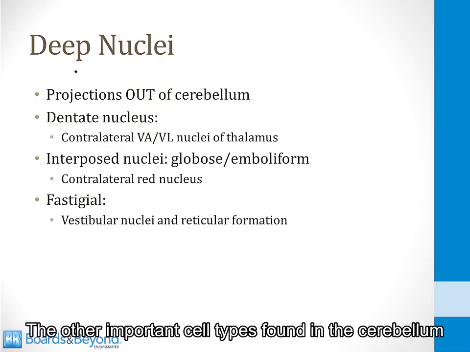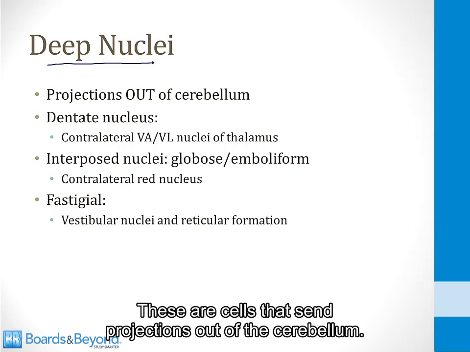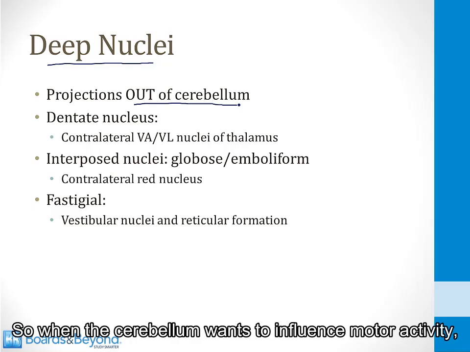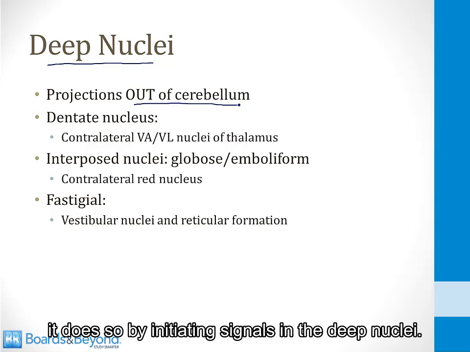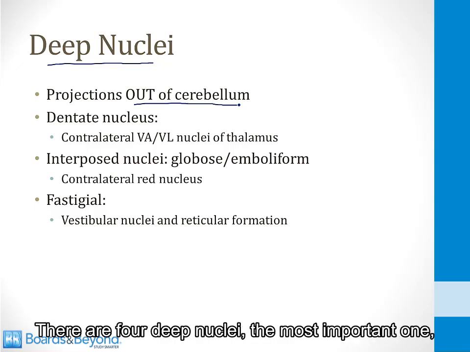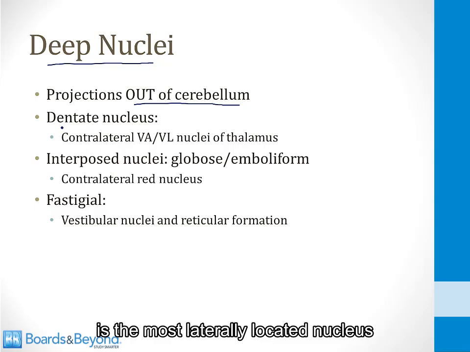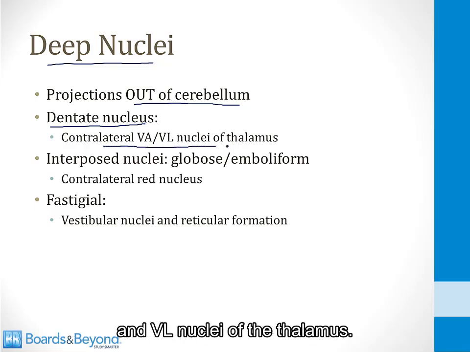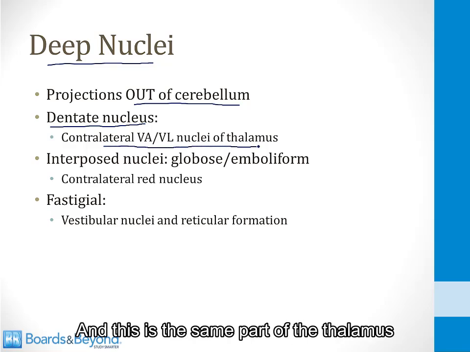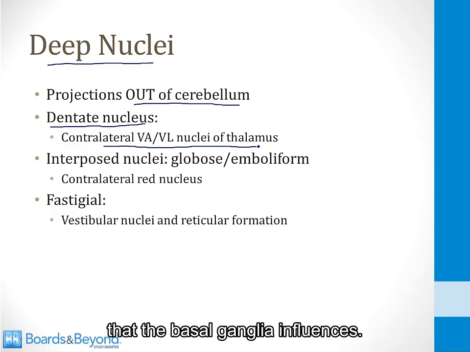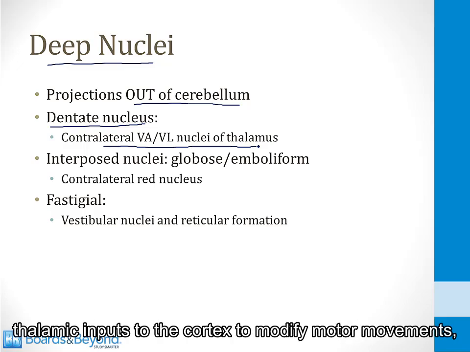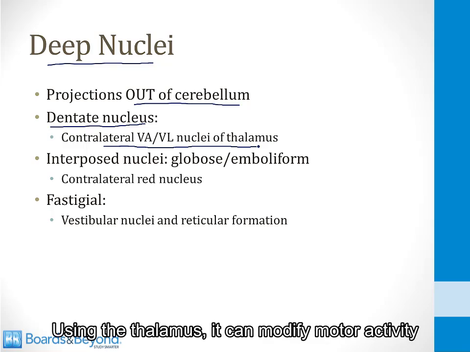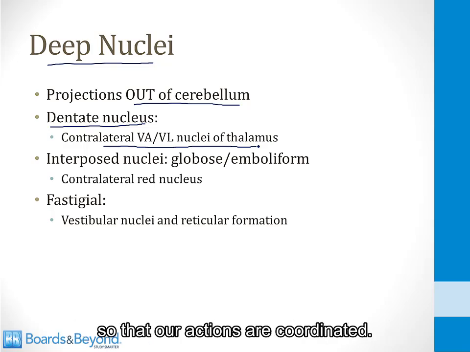The other important cell types found in the cerebellum are called the deep nuclei. These are cells that send projections out of the cerebellum. So when the cerebellum wants to influence motor activity, it does so by initiating signals in the deep nuclei. There are 4 deep nuclei. The most important one is the most laterally located nucleus. That's called the dentate nucleus. It has projections that travel to the contralateral VA and VL nuclei of the thalamus. And this is the same part of the thalamus that the basal ganglia influences. So just like the basal ganglia modifies thalamic inputs to the cortex to modify motor movements, the cerebellum can do the same thing. Using the thalamus, it can modify motor activity so that our actions are coordinated.